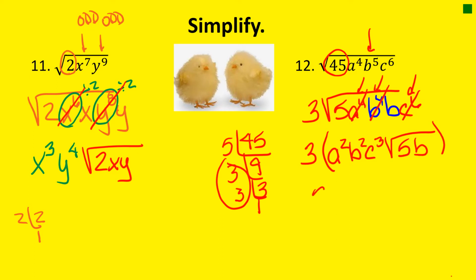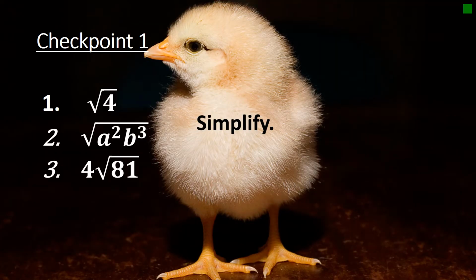Now I've got to just multiply. So I have 3 a squared b squared c cubed times the square root of b to the 5th. Holy McMullenstein, Batman. Okay, there's our checkpoint.